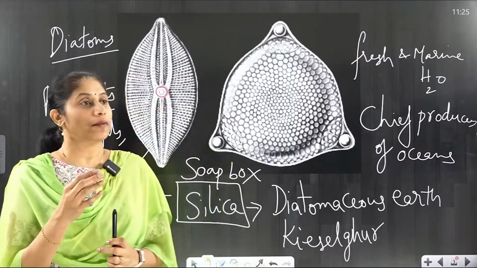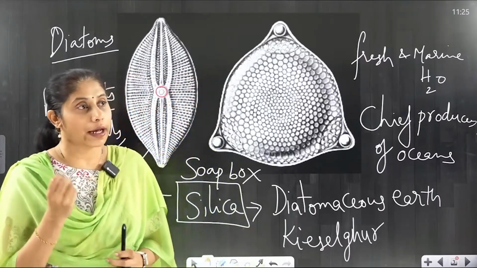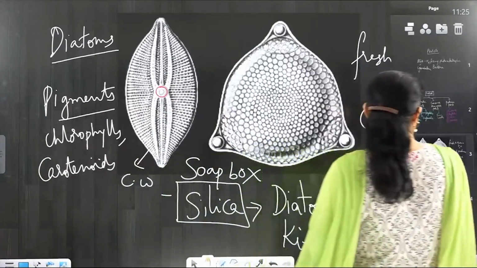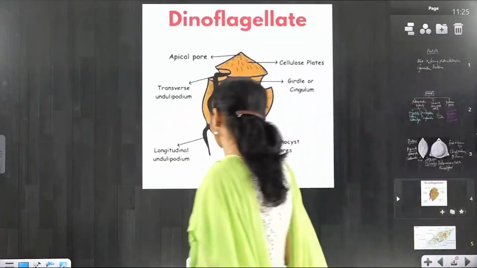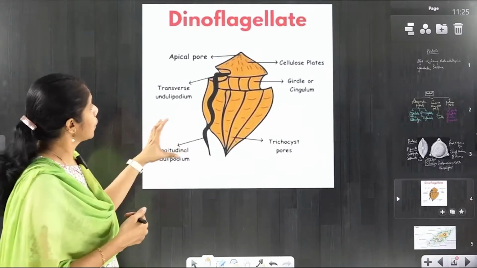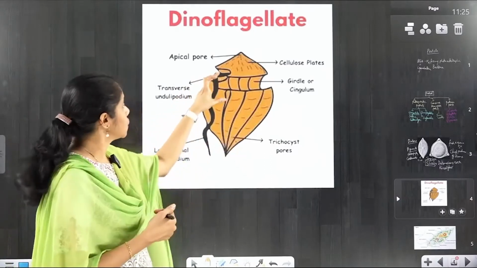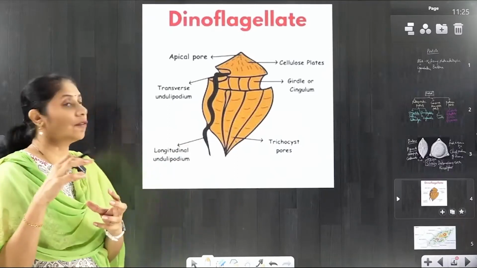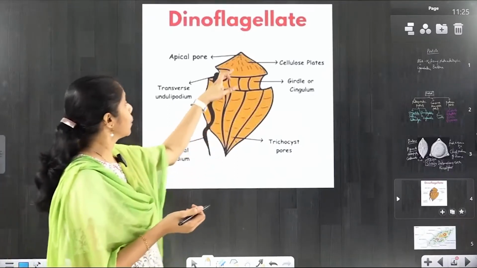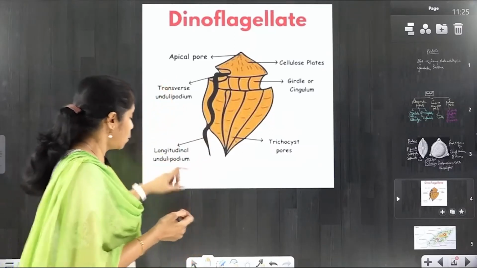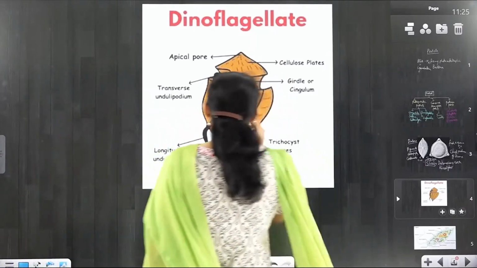After diatoms, we have the dinoflagellates. Let us see that. You can see here, this is the dinoflagellate. This also has two halves, but these two are unequal halves. They are also unequal halves in diatoms, but you can't find that much difference there. But here you can find the difference. Unequal halves will be there. And these two halves will be connected in the center.